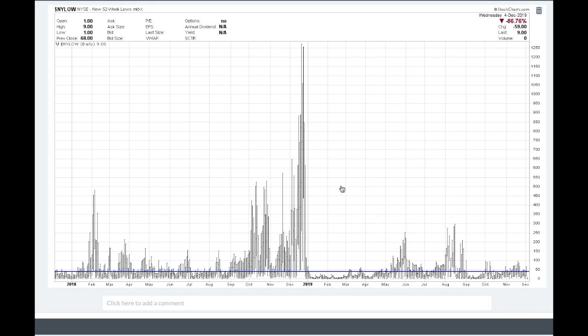Now, this is another indicator. This is the number of new lows on the New York Stock Exchange. The rule there is we don't want to see the blue line here go above 40 new lows on the New York Stock Exchange per day for a couple of weeks. Now, it's starting to settle down. You can see we only had 9 yesterday.